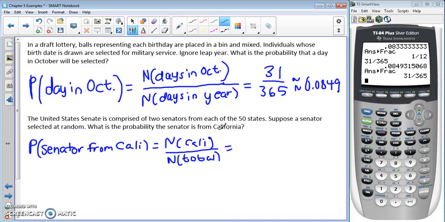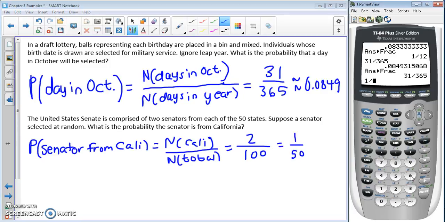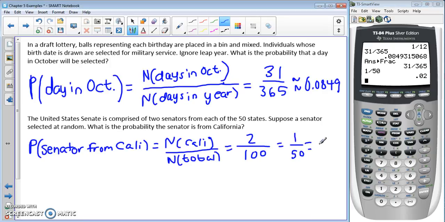So if there's 2 from each of the 50 states, we're looking at 100 total, and we have 2 from Cali, so if we reduce this, we get 1 out of 50. So 1 out of 50 as a decimal, we're looking at 0.02 or 2%. So that's some more examples.